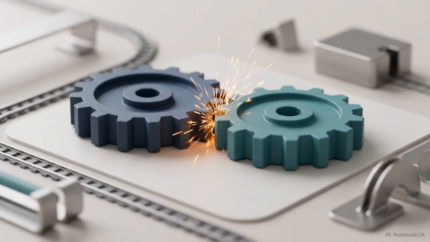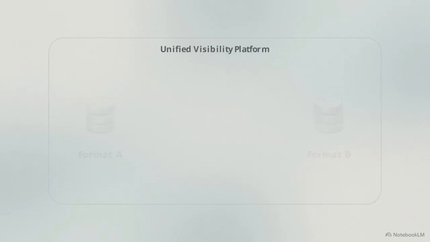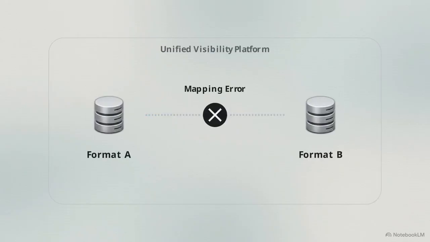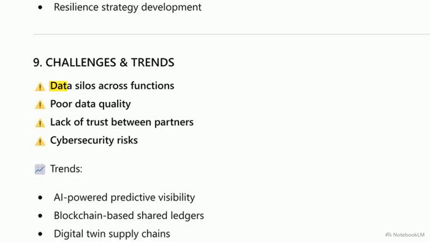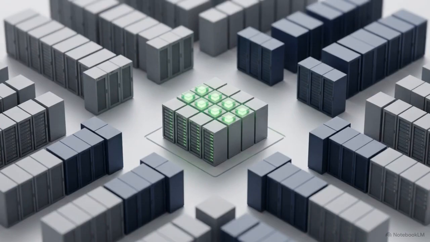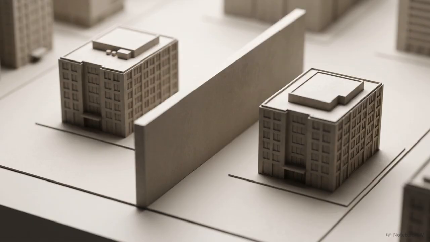However, several real-world friction points complicate end-to-end integration. While mapping data formats between disparate systems is a significant technical hurdle, the most substantial barrier is cultural, a fundamental lack of trust between corporate partners. Organizations struggle with persistent internal data silos across their own functions, as well as the severe cybersecurity risks involved in exposing operational data to external third parties. The true barrier to implementation is rarely a lack of software capabilities. The delay comes from the structural and cultural friction of convincing independent companies to share sensitive data.